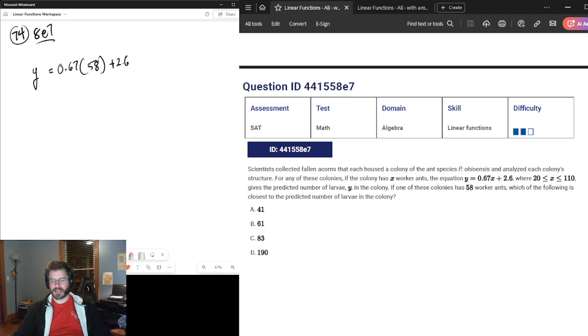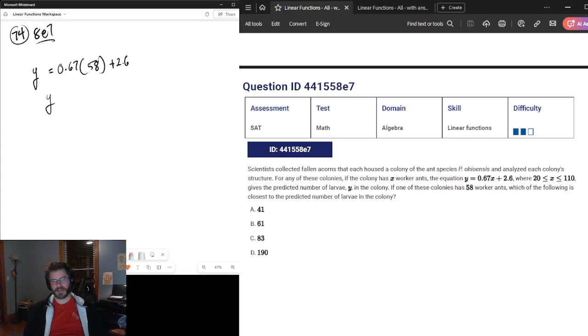0.67 times 58. I can't do that in my head. God bless you if you can. So I'm going to pull up my handy dandy calculator. 0.67 times 58 is, oh, I divided. Whoops. 0.67 times 58, 38.86 plus 2.6 is 41.46.